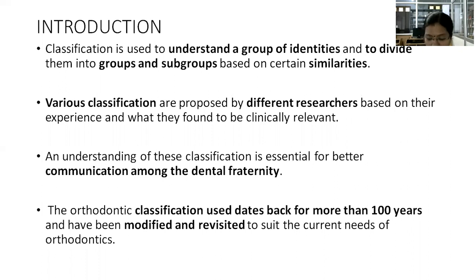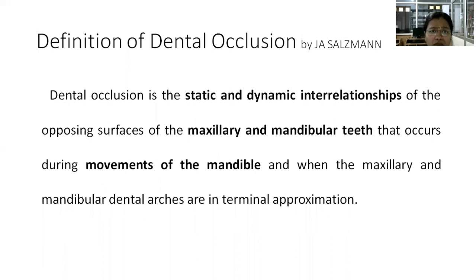Then, as I said, the most widely accepted classification is the one given by Edward Angle. Again, Edward Angle's classification has its own disadvantages, and based upon those disadvantages, many modifications have been given by many authors. So first, what is a dental occlusion? As taken in the last class, just a revision of this.